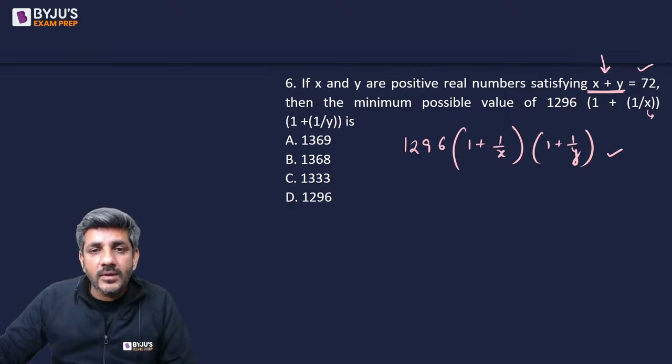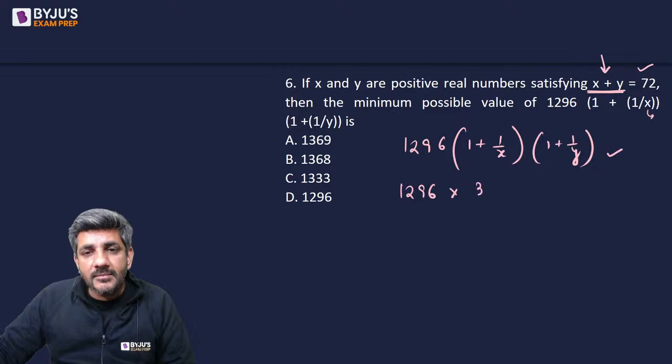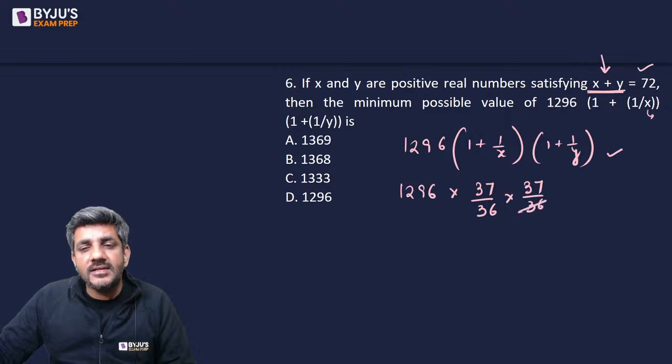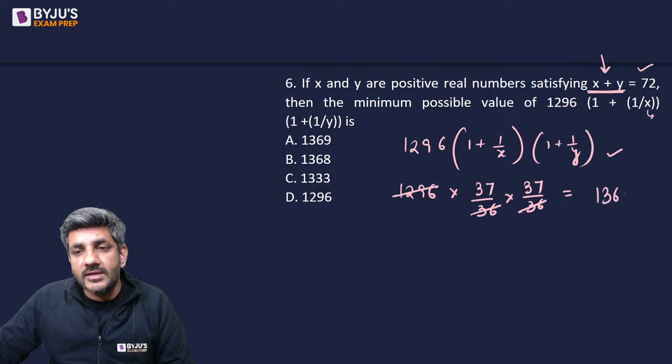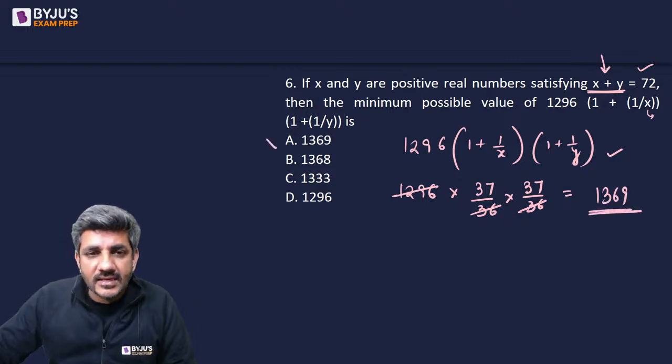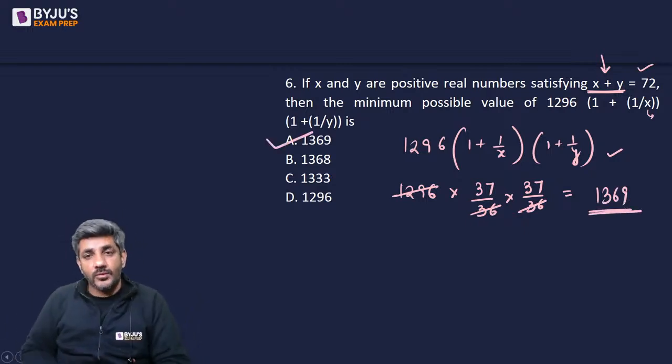So put them equal, each 36. I will have 1296 into 1 plus 1 by 36, which is 37 by 36, into 1 plus 1 by 36, that is 37 by 36. The 36 squared cancels with this, and I'll have 37 square. 37 square is 1369. That is the right answer for this question.